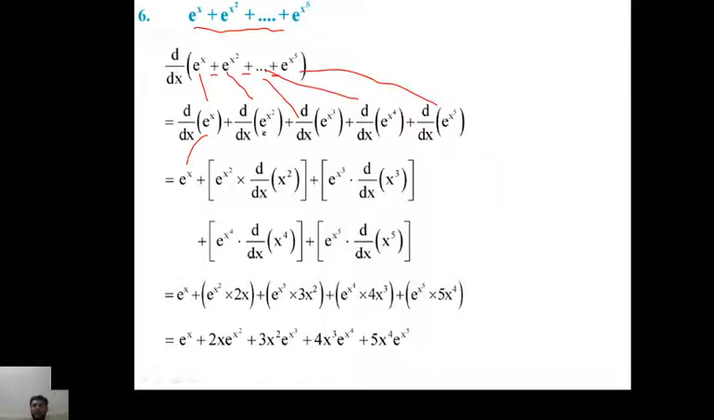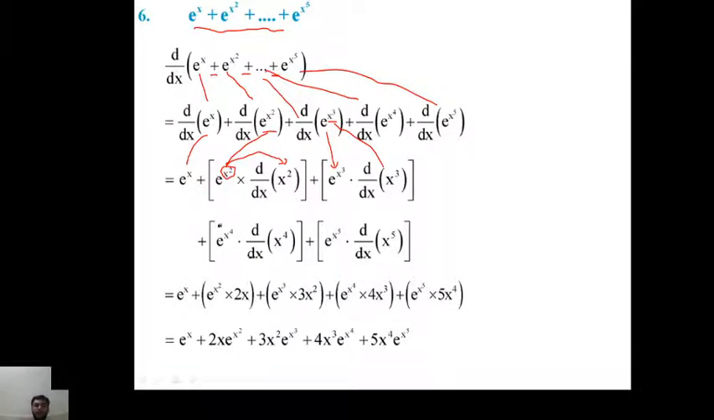So here it is e raised to x square, so the differentiation of e raised to x square is e raised to x square. But using chain rule you have to differentiate again x square, so into multiplication d by dx of x square. Same here, e raised to x cube, no differentiation, so e raised to x cube, but for chain rule you have to differentiate again x cube, so d by dx of x cube.